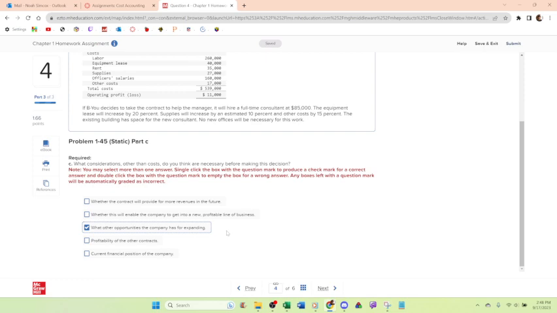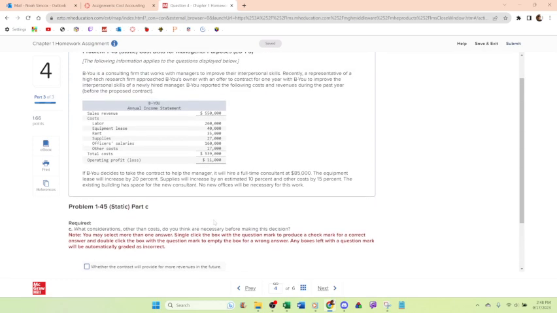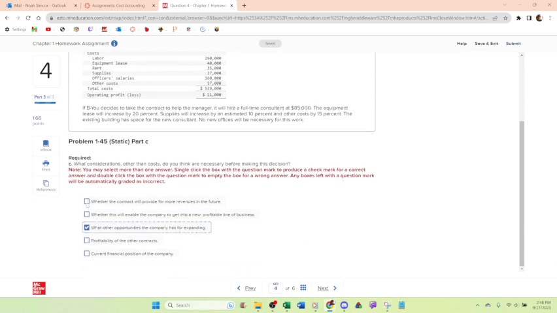Whether it will provide for more revenues in the future. Well, how will this contract provide for more revenues in the future? Maybe the same company will like the services they receive, and then they will offer you another opportunity. So technically, you could argue for that.